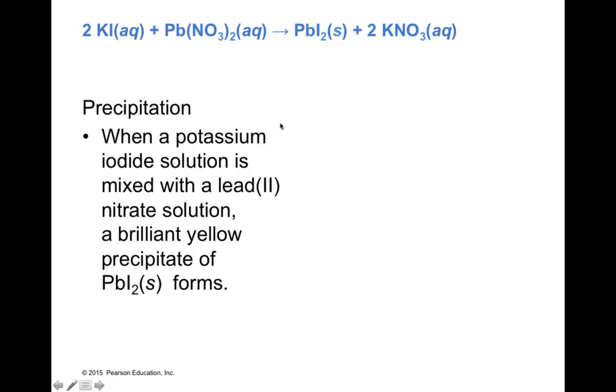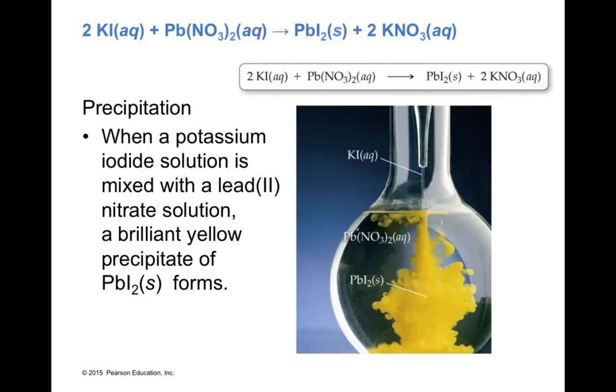When a potassium iodide solution is mixed with lead nitrate solution, a brilliant yellow precipitate of PbI2 forms. So this is the solid. You can see that the solution turns a little bit foggy, and there's a solid there. So that solid is PbI2.